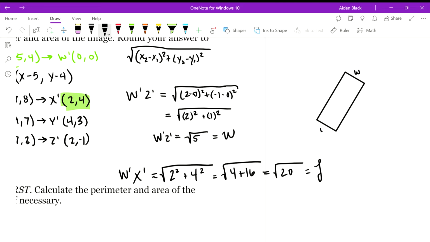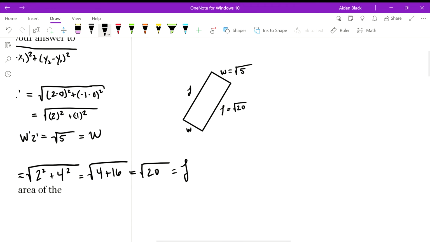Here's one width, here's the other width, and we know that they're both equal to, we said, the square root of 5. And then here's another length, one length and the other length, they're both the same since it's a rectangle, and that's equal to square root 20.